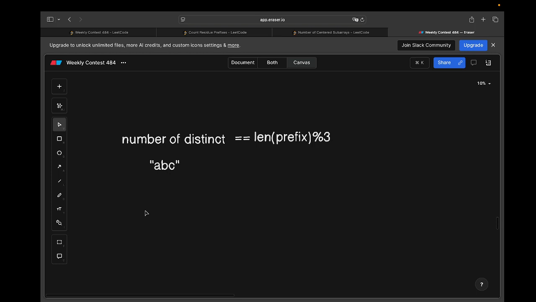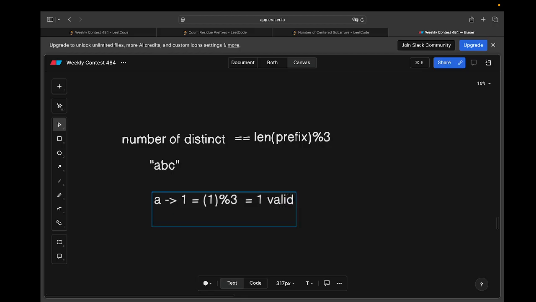What they are asking is that the number of distinct characters should be equal to the length of the prefix mod 3. So if we consider A, the number of distinct characters is 1, and the length is also 1, and 1 mod 3 is also 1. So this is contributing to our answer, so it's valid.